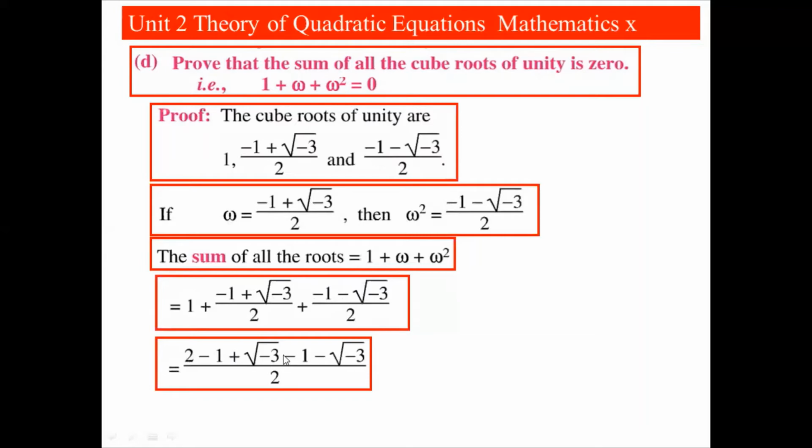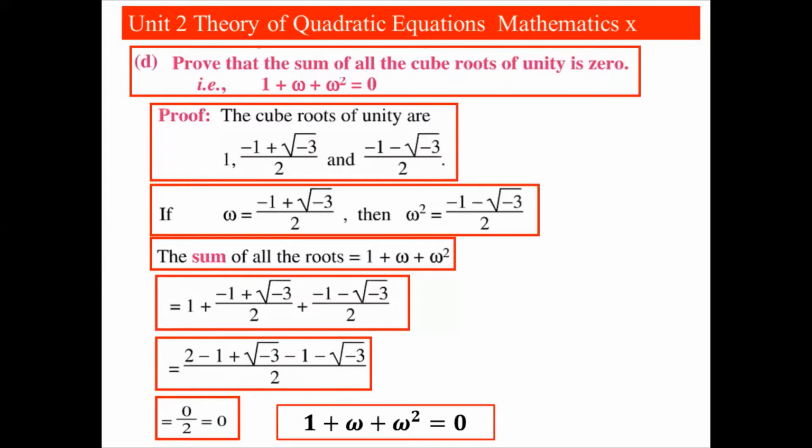So we can cancel positive 2 with negative 2, and here is this plus square root of minus 3, and here is minus square root of minus 3. So this cancels out with this one. So we are left with 0 divided by 2. So 0 divided by 2 is equal to 0. So we can say that 1 plus omega plus omega square is equal to 0. So the sum of all the cube roots of unity is 0.